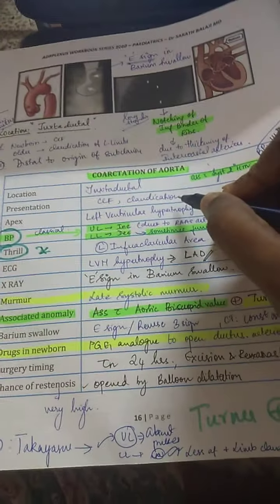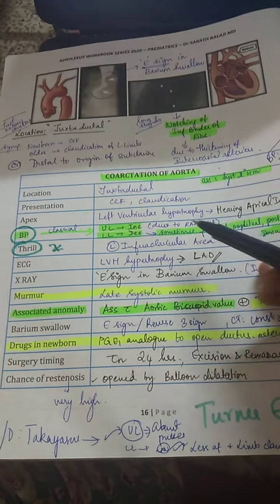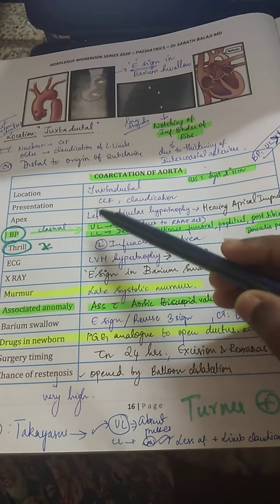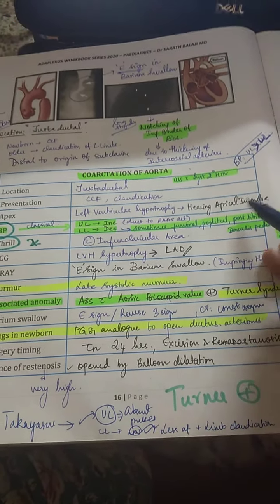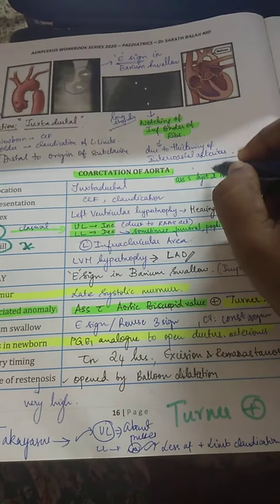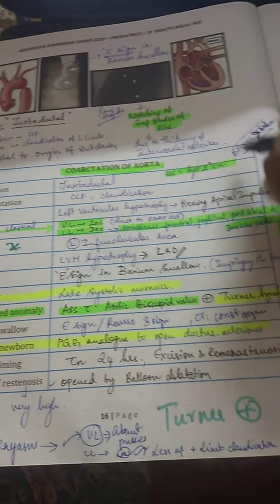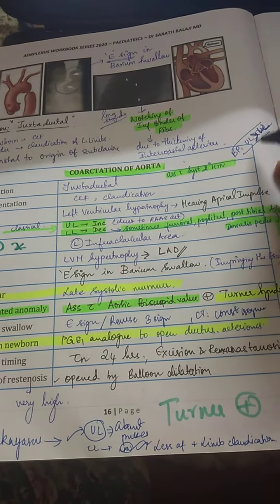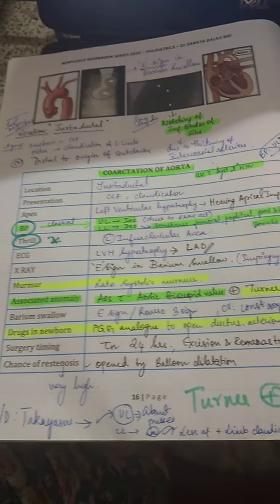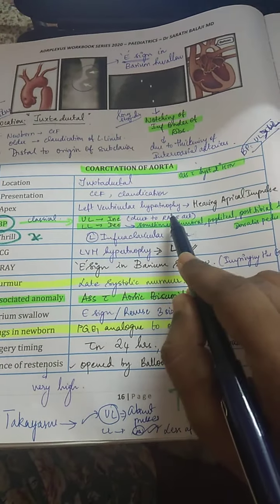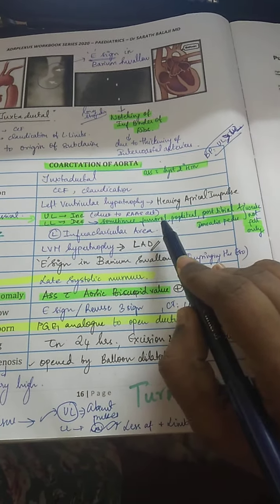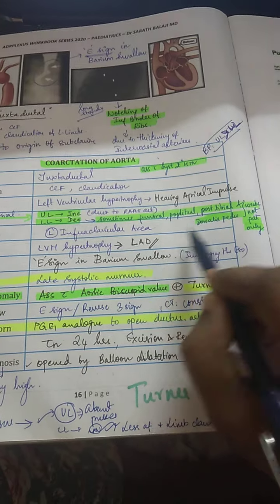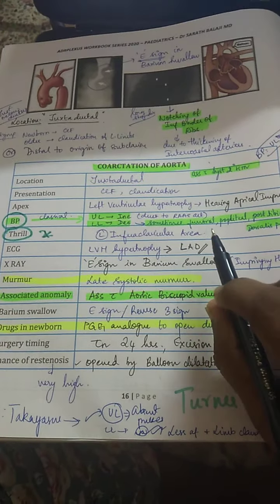Now what happens is that they also have CCF and claudication. If you check for the sounds, the apex will show left atrial hypertrophy, so you'll have a heaving apical impulse, and the main thing is that they will present with secondary hypertension. In BP, the upper limb will have more hypertension than the lower limb because of RAS activation, and the lower limb is decreased. Sometimes the femoral pulses may even be weak and not felt, and that is only in case of coarctation of aorta.